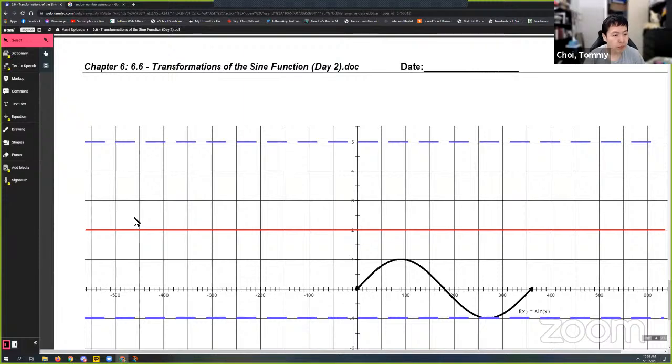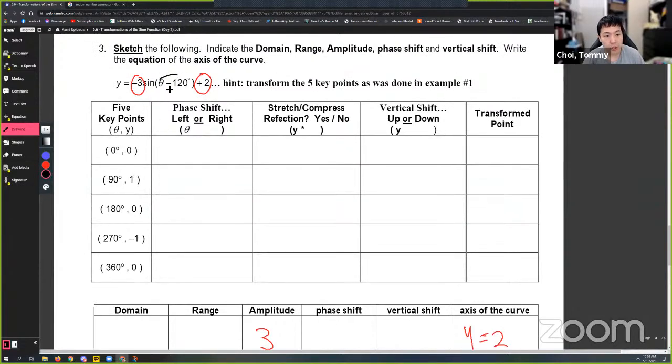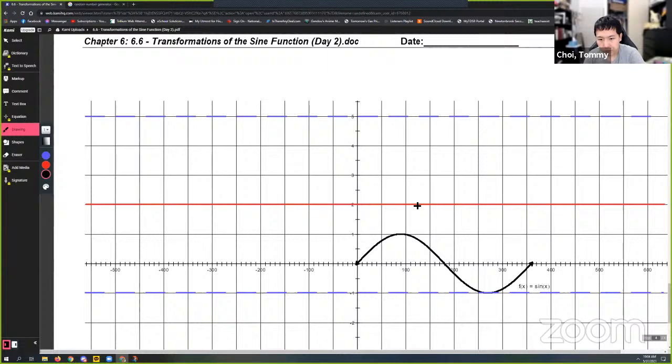From there, what you can do is something very neat. Normally we start at 0, but we have a phase shift to the right by 120. So we start at 120. That's right here. Okay? We start at 120. So we already have our first point. 120, comma 2. Because it has to start at the middle.